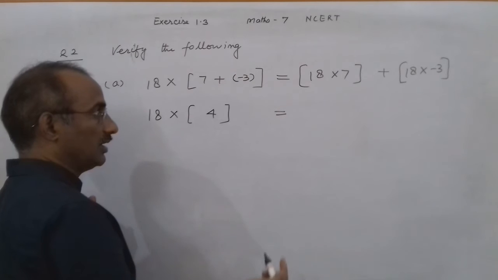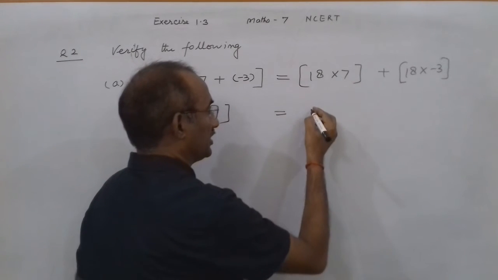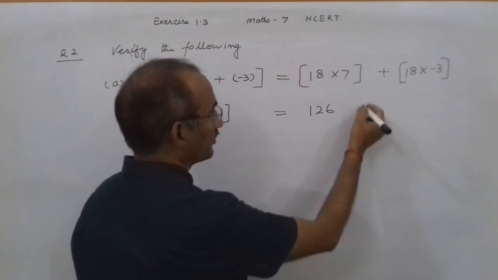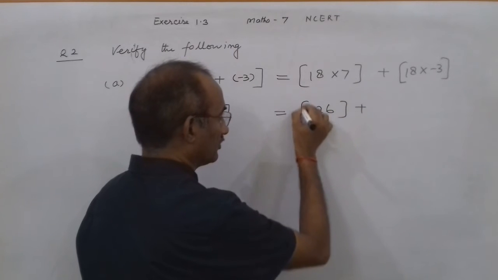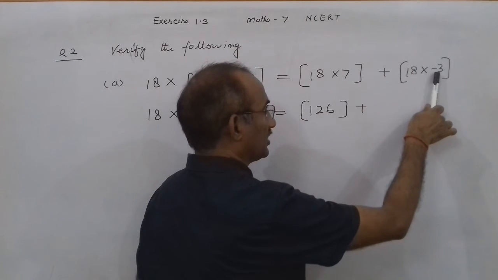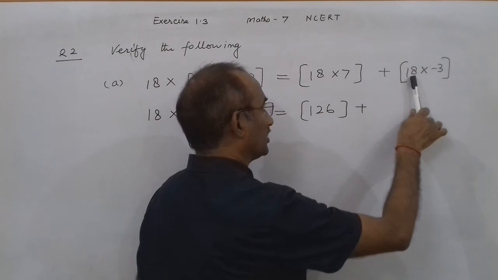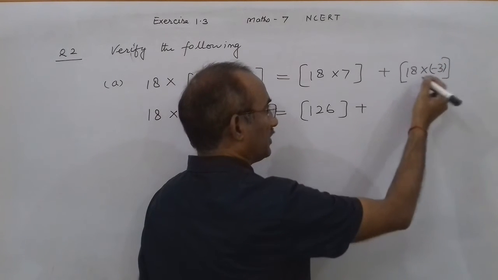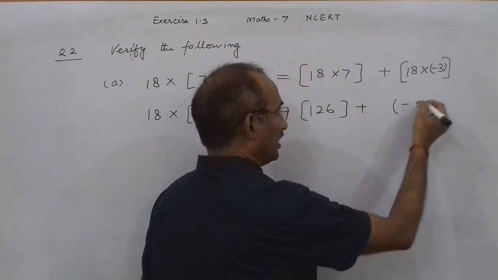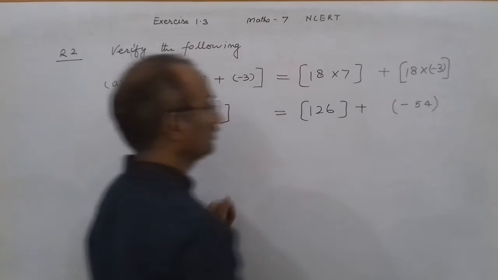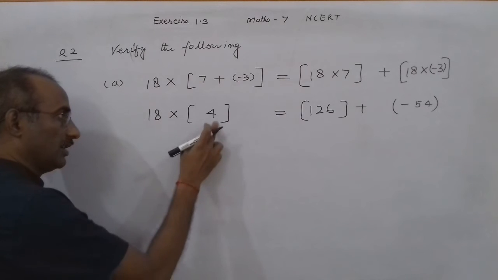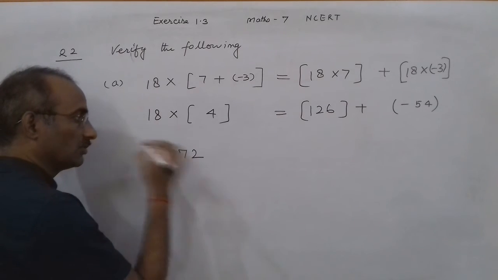And on the right hand side, we get 18 7s are 126, and if we multiply 18 with minus 3, a negative integer, and 18 is a positive integer. So if we multiply 18 with minus 3, then we get a negative integer and it is minus 54. Now here we have to multiply 18 and 4, so we get 72.